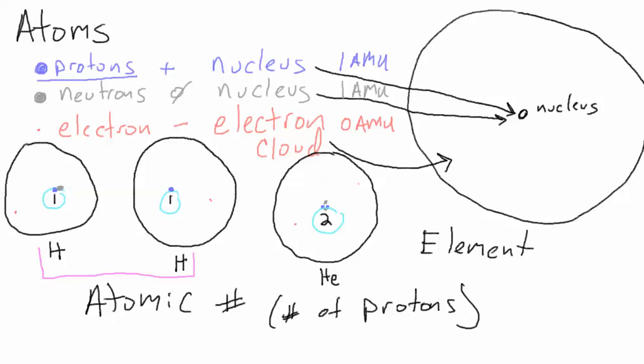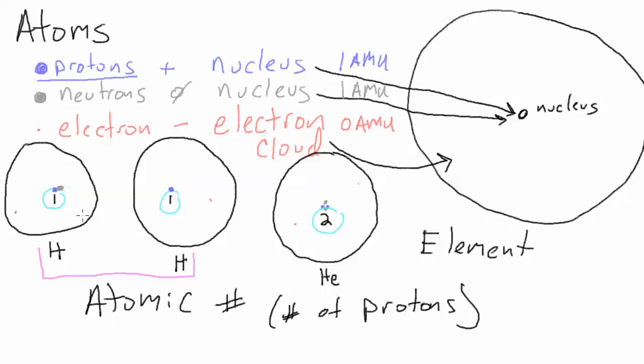Well, the way that they're the same is they have the same number of protons in their nucleus, which means they're the same element. But if you look, this hydrogen atom has a neutron in its nucleus, and this hydrogen atom does not. Now, if you remember from the first part of the video, both protons and neutrons have a mass of 1 AMU, 1 atomic mass unit. They both have a mass of 1. So let's look at the mass of these two atoms that we have down here.